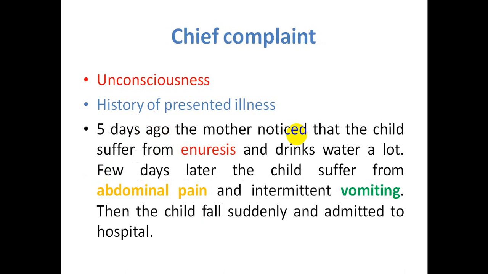The main chief complaint for that child was unconsciousness. History of present illness: 5 days ago, the mother noticed that the child suffered from enuresis. Enuresis is actually a sign with polyuria, and he drinks water a lot. A few days later, the child suffered from abdominal pain and intermittent vomiting. Then the child fell suddenly and was admitted to hospital.